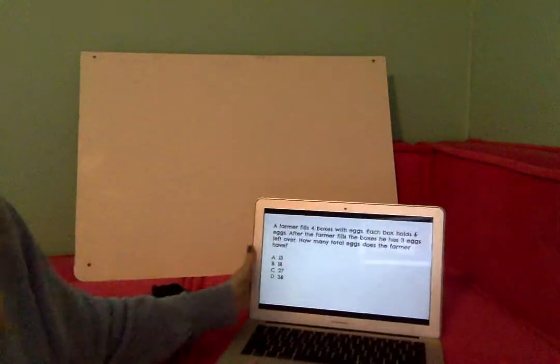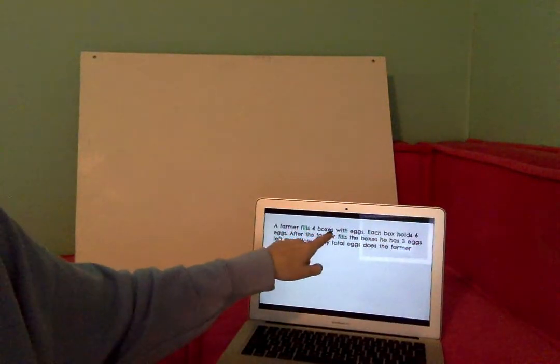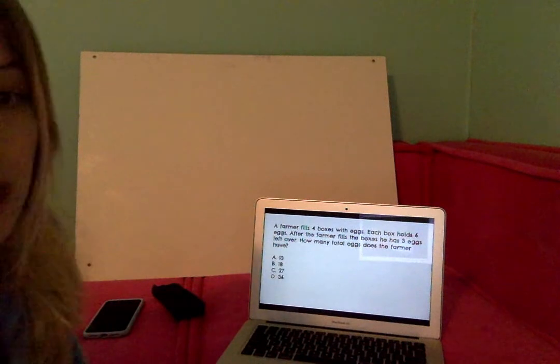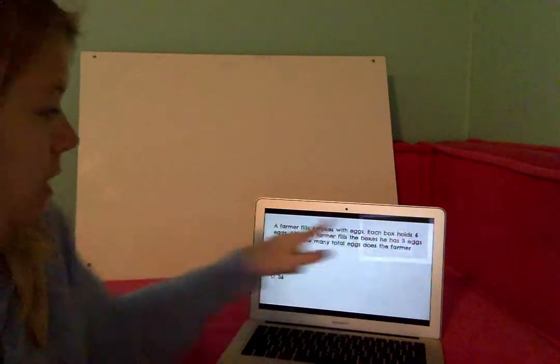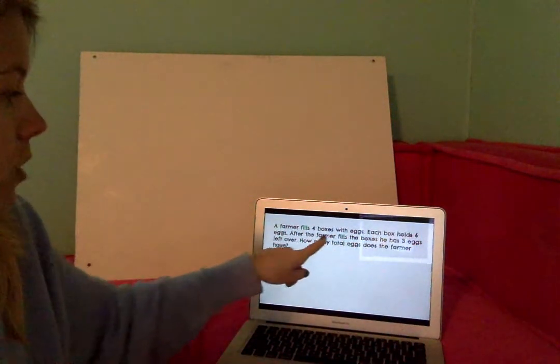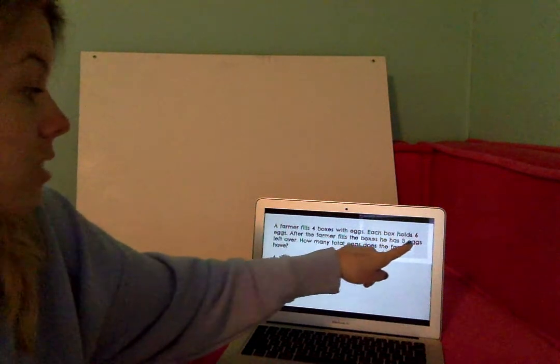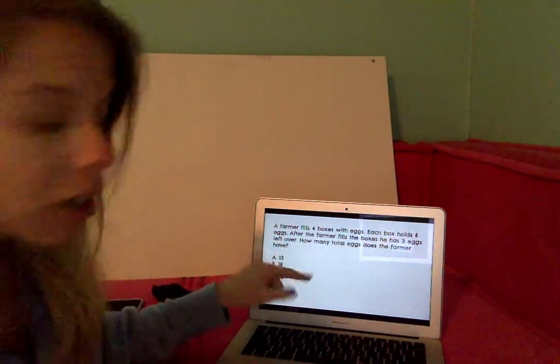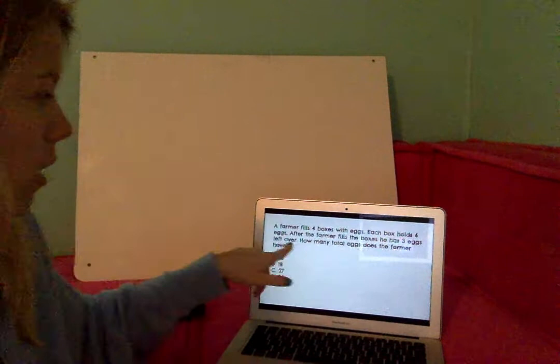Alright, the question says, a farmer fills 4 boxes with eggs. Each box holds 6 eggs. After the farmer fills the boxes, he has 3 eggs left over. How many total eggs does the farmer have?